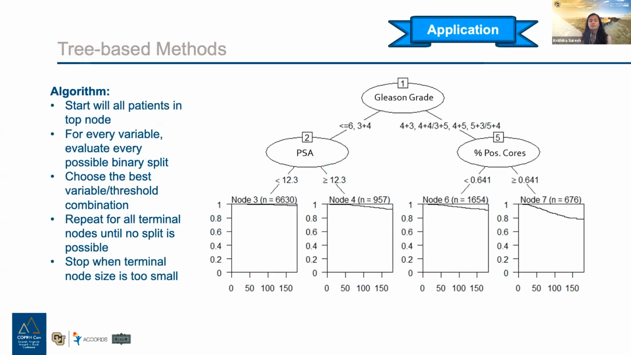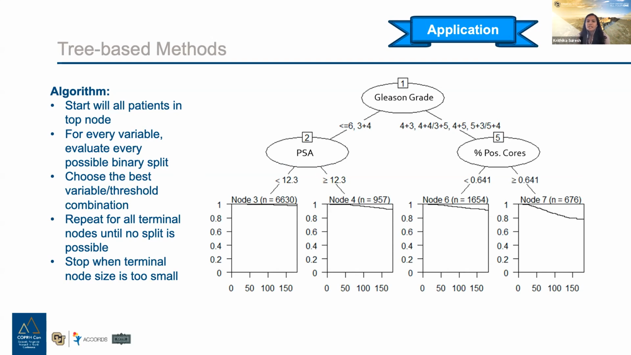And then something else you might have seen before are tree-based methods for prediction. They iterate, similar to what we'd seen with stepwise regression. You start off with all of your patients in your top node. And then for every variable, you determine every possible binary split. For binary variables, that would just be, for example, male, female, yes, no. But for continuous variables, it looks at every possible threshold for dichotomizing that variable. Then it chooses the best variable and threshold combination using a criterion, and creates these two new nodes. And then it iterates through that process until no more possible splits exist.